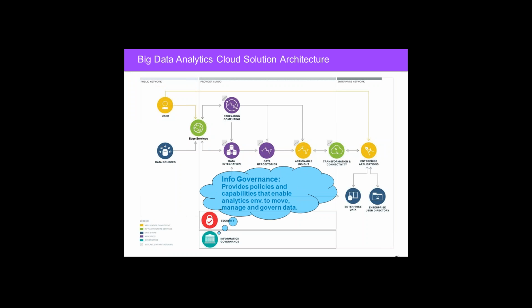the next slide we talk about information governance. There we go. Information governance in this context speaks to the policies as well as the capabilities that enable the analytics environment to move, manage, and govern the data. Information governance will typically be a practice within the organization that governs the full life cycle of the data. So how the data would be ingested, how it's going to be stored, and by that I don't mean the physical aspects of that, but as to how long you're going to be storing that data.